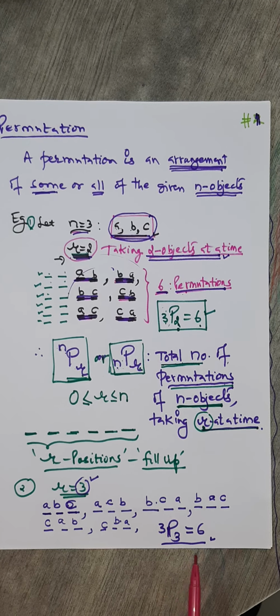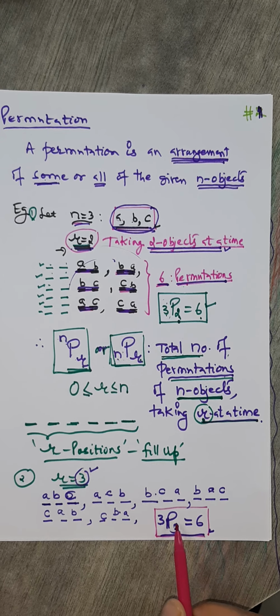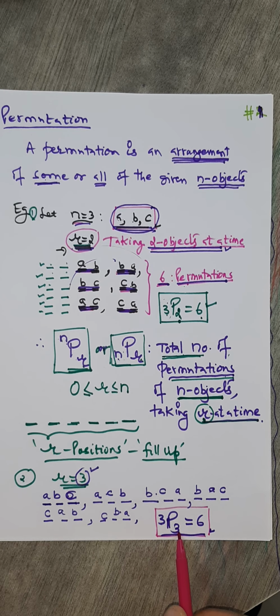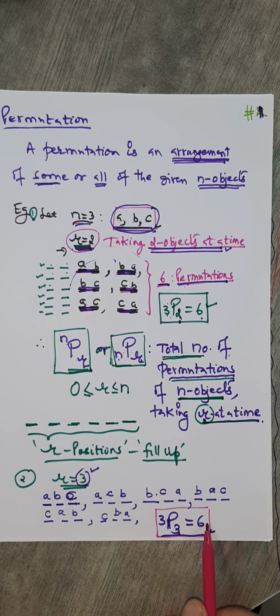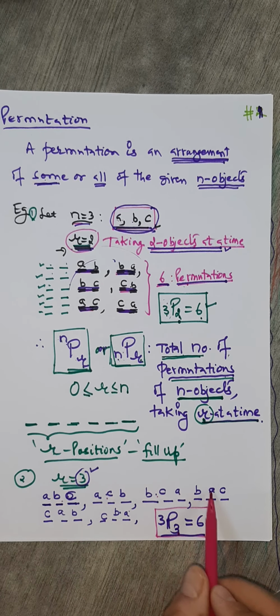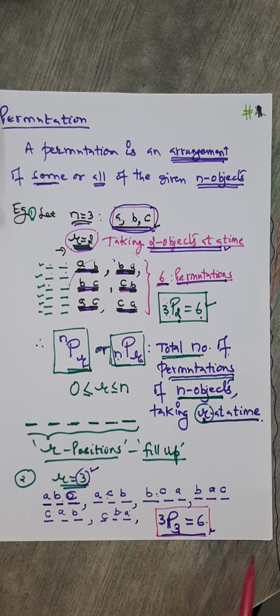Okay. So now what is this 3P3? That's the total number of permutations, arrangements, of 3 objects taking all at a time. So that's 6, remember. 1, 2, 3, 4, 5, 6. You cannot form more than this, remember. I hope now this symbol is clear too.